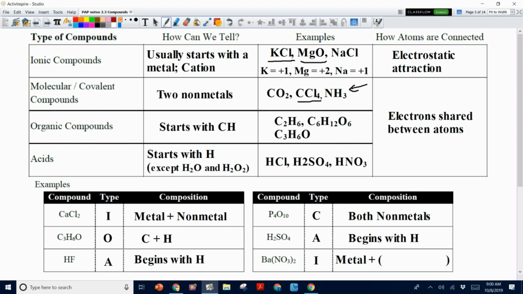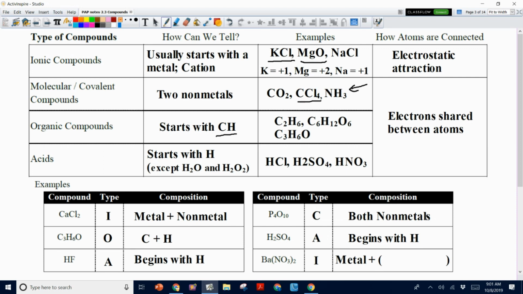Organic compounds. Organic compounds usually start with the CH. So examples here would be C2H6 or C6H12O6, C3H6O. These are all organic compounds. And again, those electrons are shared between the atoms.